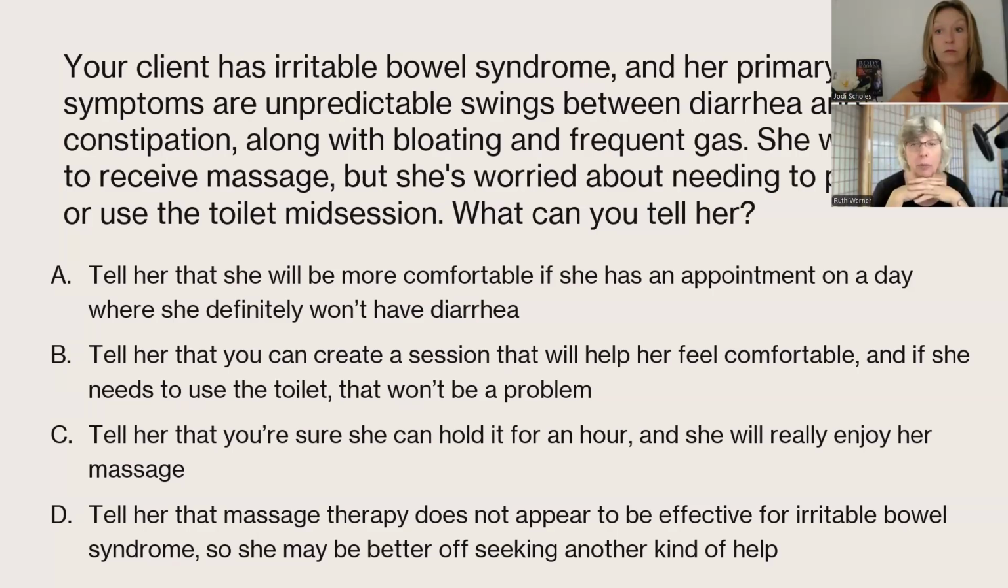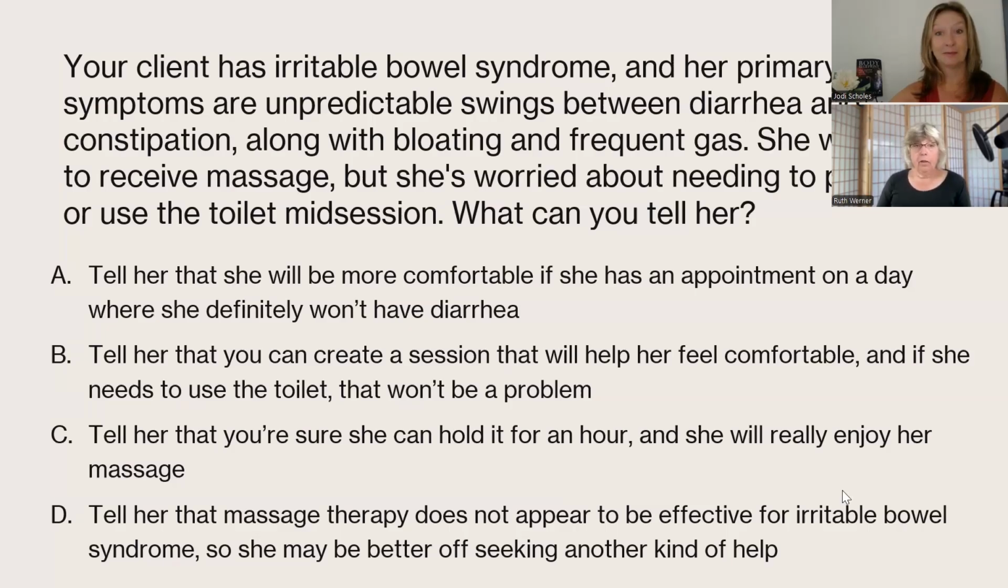A, tell her she'll be more comfortable if she has an appointment on a day when she definitely won't have diarrhea. B, tell her you can create a session that will help her feel comfortable, and if she needs to use the toilet, that won't be a problem. C, tell her that you're sure she can hold it for an hour and she will really enjoy her massage. Or D, tell her that massage therapy does not appear to be effective for irritable bowel syndrome and she may be better off seeking another kind of help.